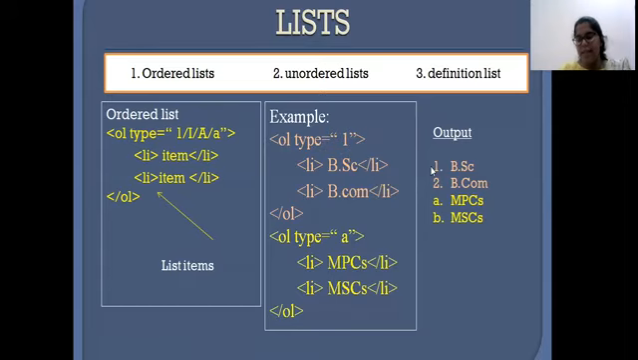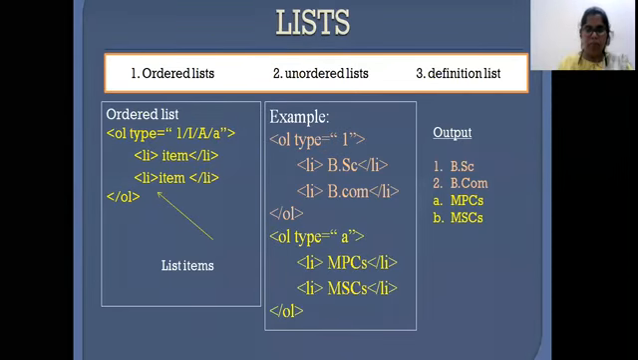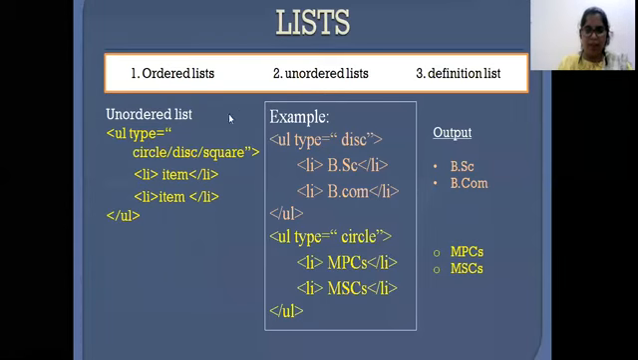Here you can clearly see that BSc and BCom will automatically get the numbers 1 and 2. If you are adding another list item, automatically the next list item will come as 3. The next one will get 4. Likewise, they will get numbered automatically. Here in the second ordered list, I have mentioned A and B. Suppose I add another list item here, automatically after A and B, C will come. Let us move on to the next one, which is unordered list.